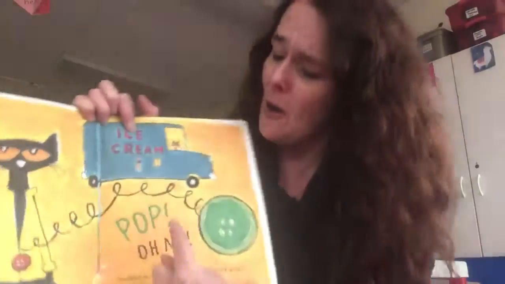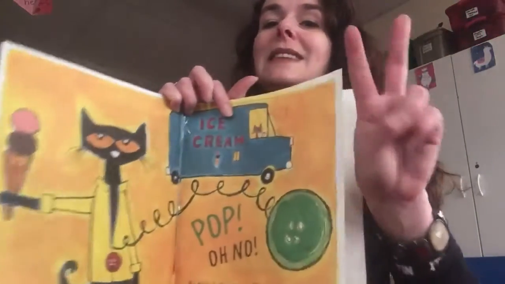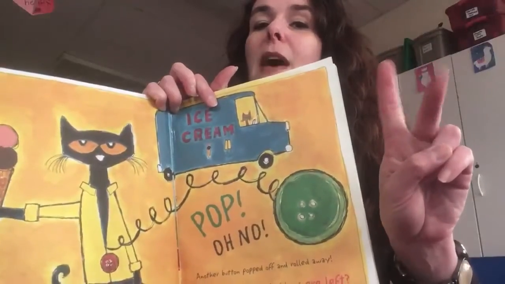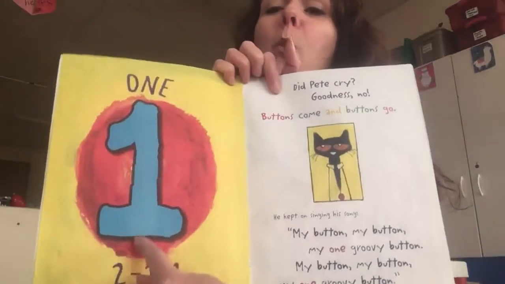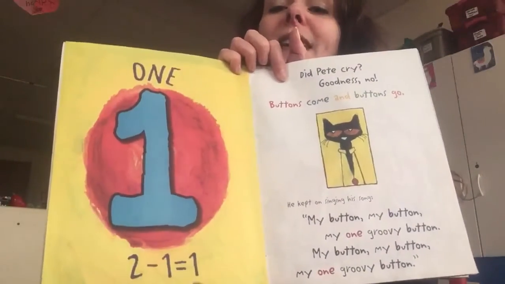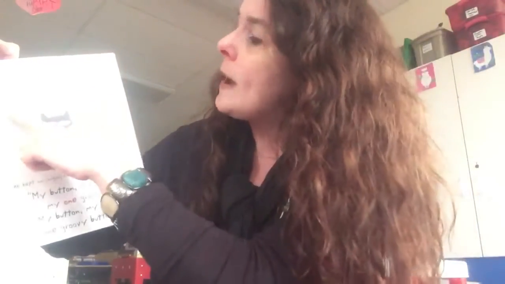Pop! Oh, no. Another button popped off and rolled away. How many buttons are left? There were 2 buttons and one of them popped off. How many are left? You did it! 1. 2 minus 1 equals 1. Did Pete cry? Goodness, no. Buttons come and buttons go. He kept on singing his song.